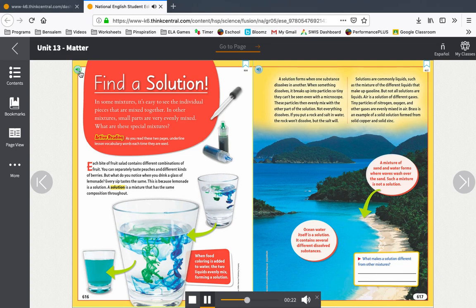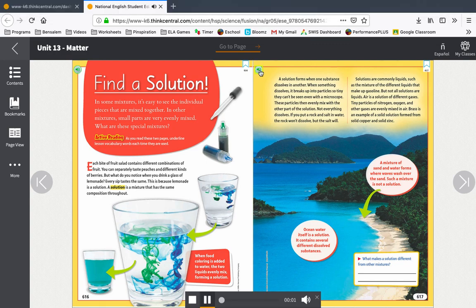Each bite of fruit salad contains different combinations of fruit. You can separately taste peaches and different kinds of berries. But what do you notice when you drink a glass of lemonade? Every sip tastes the same. This is because lemonade is a solution. A solution is a mixture that has the same composition throughout. When food coloring is added to water, the 2 liquids evenly mix, forming a solution.